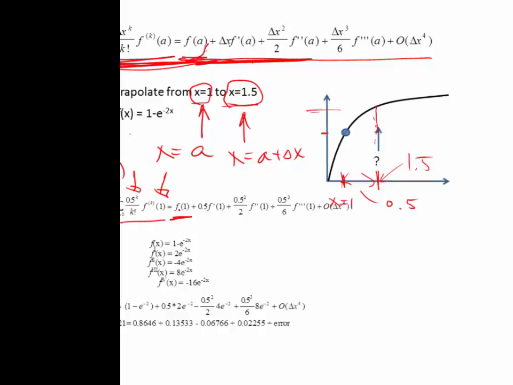Okay, now I'm going to expand it out. There's f evaluated at 1, there's f prime evaluated at 1, f double prime evaluated at 1, and there's the delta x squared, and so on. Okay, so that's how we're going to do it. Now what we need to do is calculate these derivatives. So I did that here.